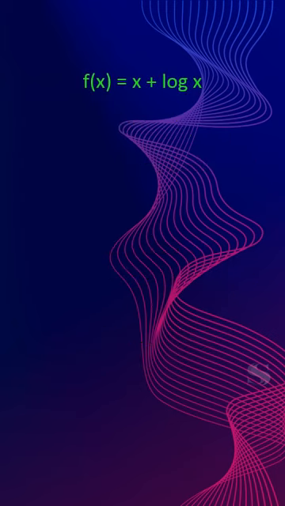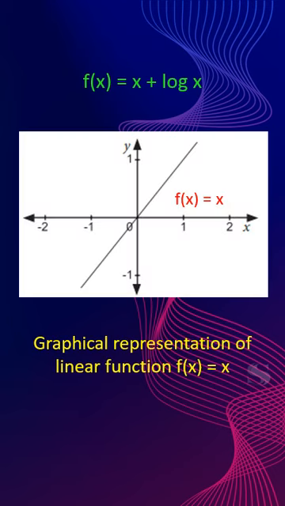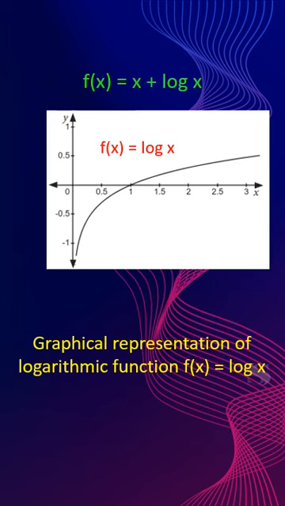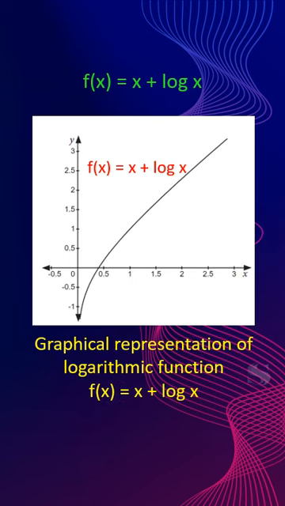This is the combination function f(x) equal to x plus log x. First, this is the graph of f(x) equal to x. Second, this is the graph of f(x) equal to log x. Third, this is the graph of f(x) equal to x plus log x. This graph is unique and shows the effect of the addition of the x coordinate at every point on the log x, and kind of pulls up the graph of log x.